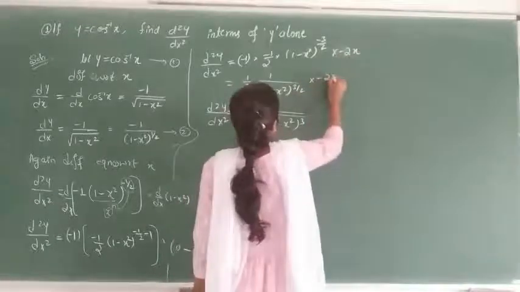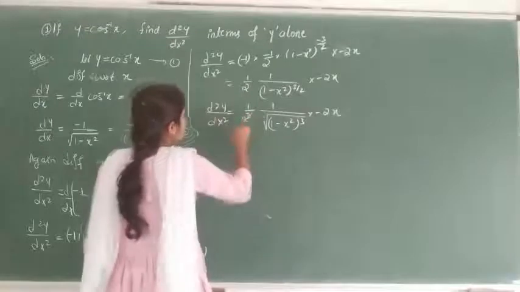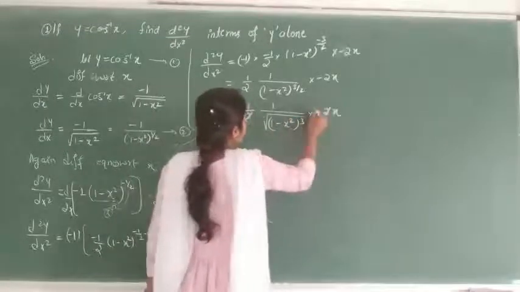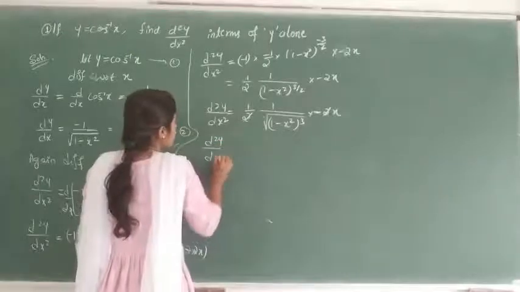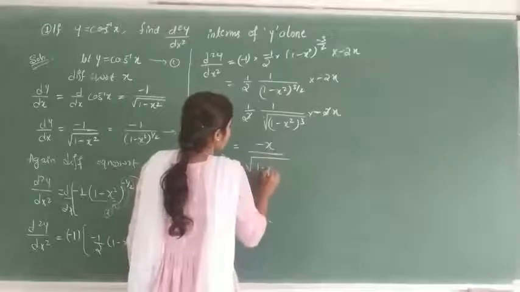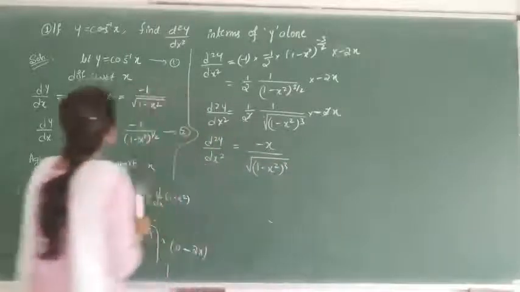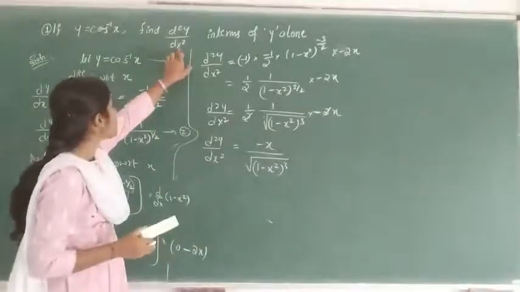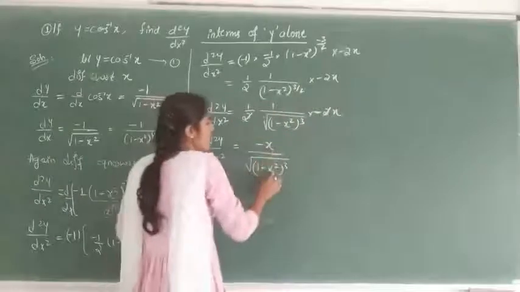Into minus 2x. So what happens here? The 2 and this 2 get cancelled, and we have a minus here. So d square y by dx square will be minus x divided by square root of 1 minus x square whole cube. They asked to find d square y by dx square in terms of y alone, but here we are getting x.